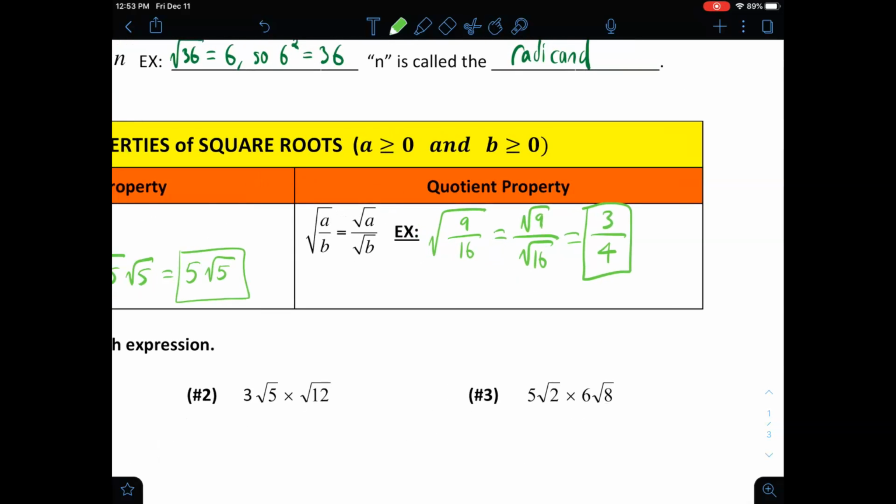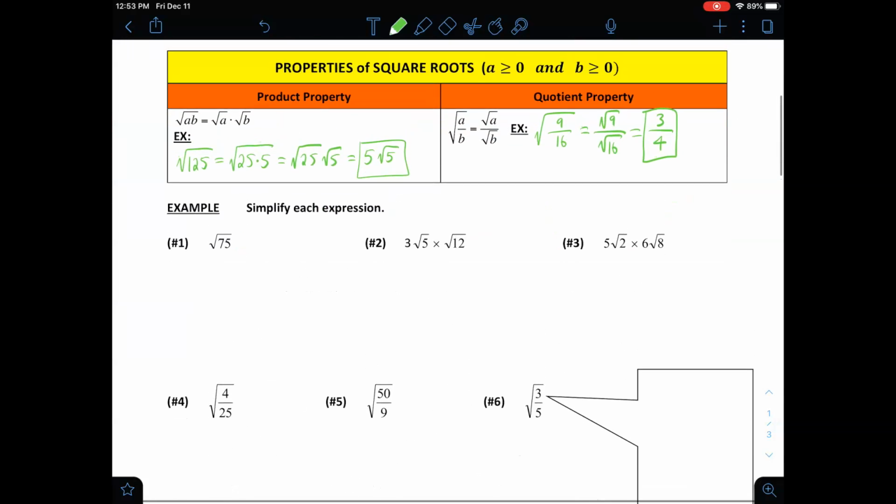Okay? So, we have some examples here. Why don't you guys try, just see if you can do numbers 1 through 5. See if you can figure them out. Give them a try, but we're going to go through them after you pause the video, okay?